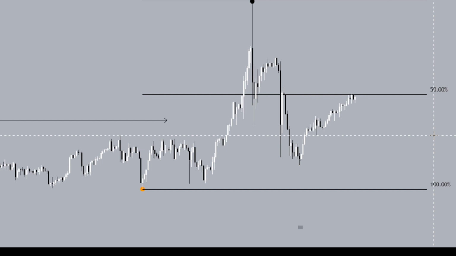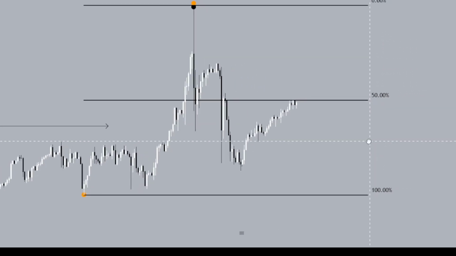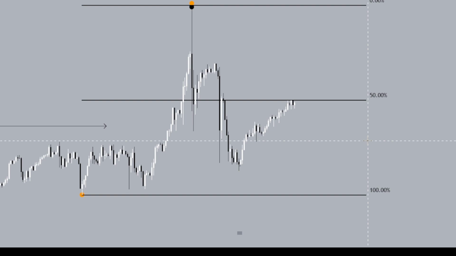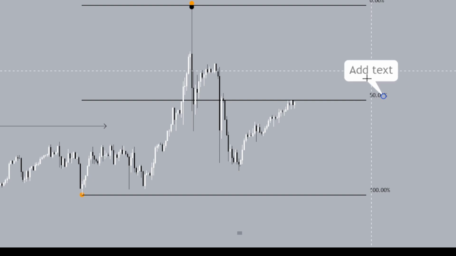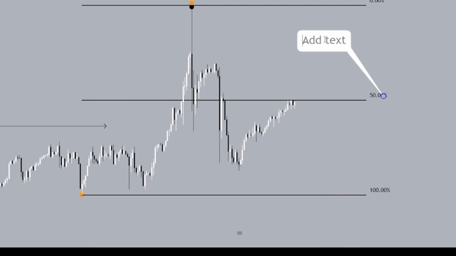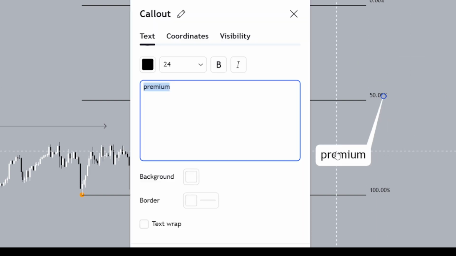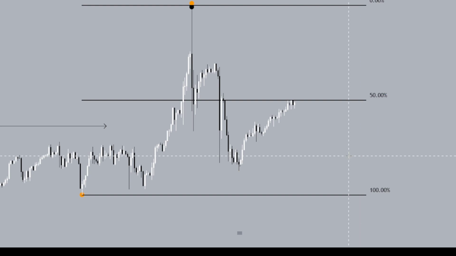Now, the third thing is the premium and discount arrays. With this current structural dealing range we're working with, this is our equilibrium over here. Anything above, we understand intuitively is a premium, and anything below, we understand intuitively is a discount. With that out of the way, now let's look for our POIs and therefore our fair value gaps.